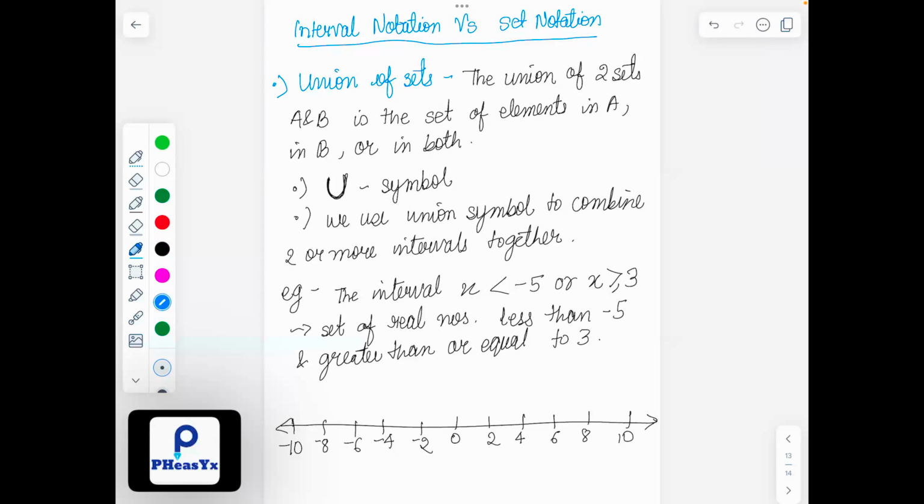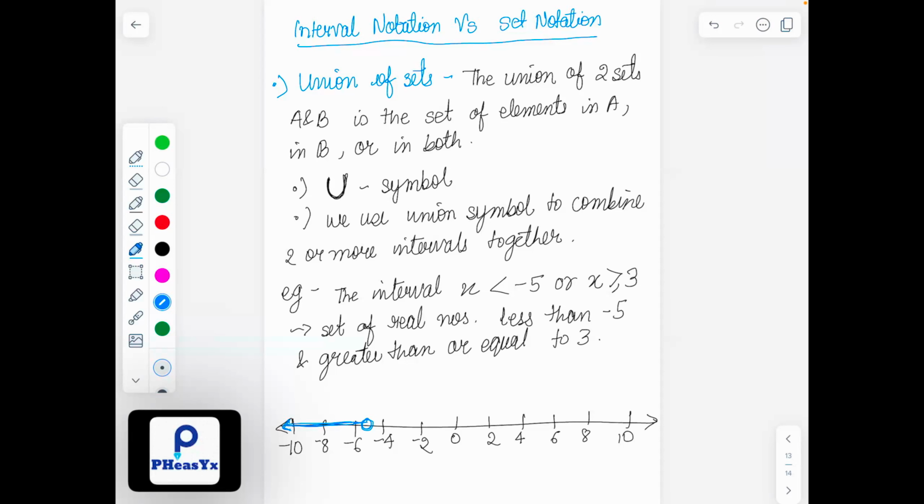Okay. So when I'm saying x is less than -5, -5 will lie exactly in between -4 and -6. But you see, we have not included -5 here. That's why I'm using a hollow circle. And it tends towards infinity in one direction.